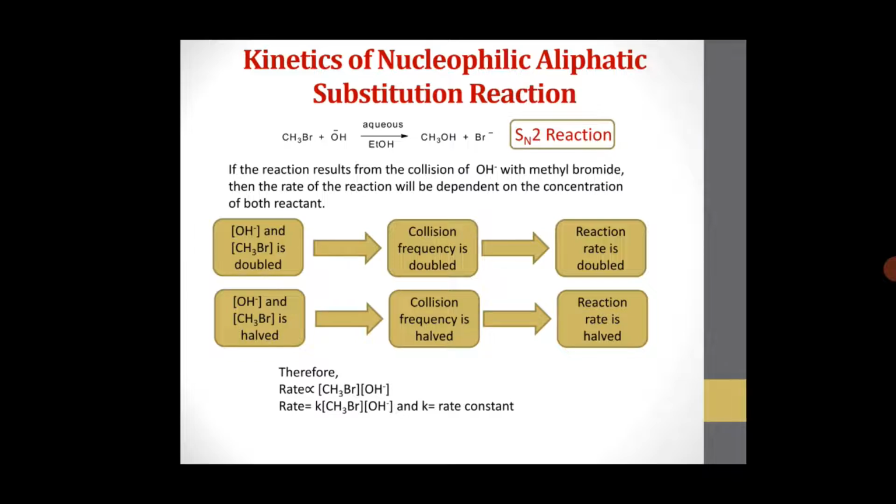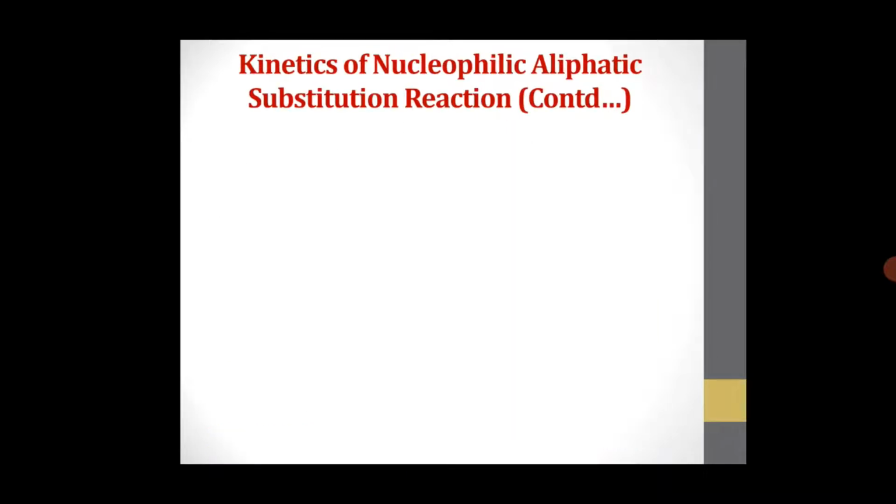Again, rate is equal to K into concentration of methyl bromide into concentration of hydroxide ion, where K is equal to the rate constant. Now, this reaction is said to follow second order kinetics since the rate is dependent on the concentration of 2 substances.